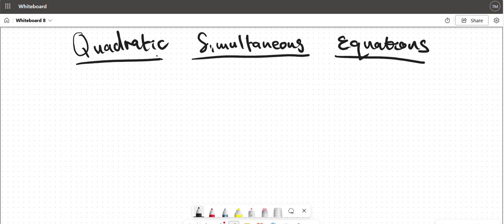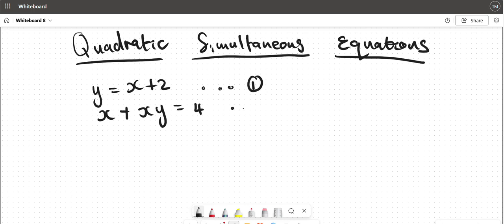Let's take the first example, a very easy one. y is equal to x plus 2 and x plus xy is equal to 4. So as soon as you get these, it's quite nice to always label them as equation 1 and equation 2. So equation 1 is already put so nicely for me in terms of y. I don't need to do anything.